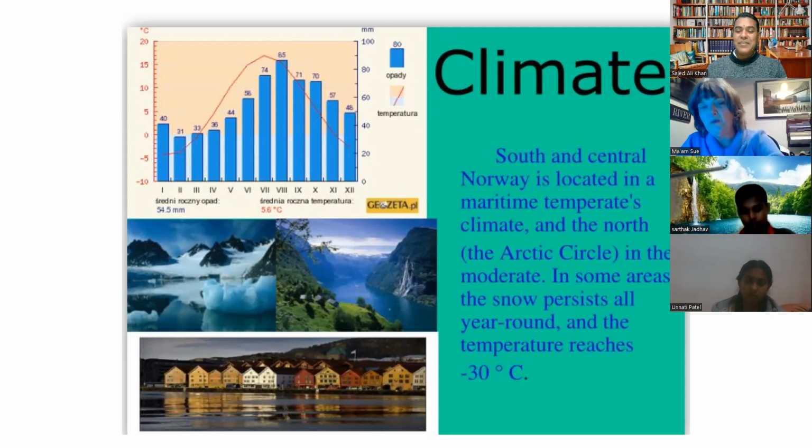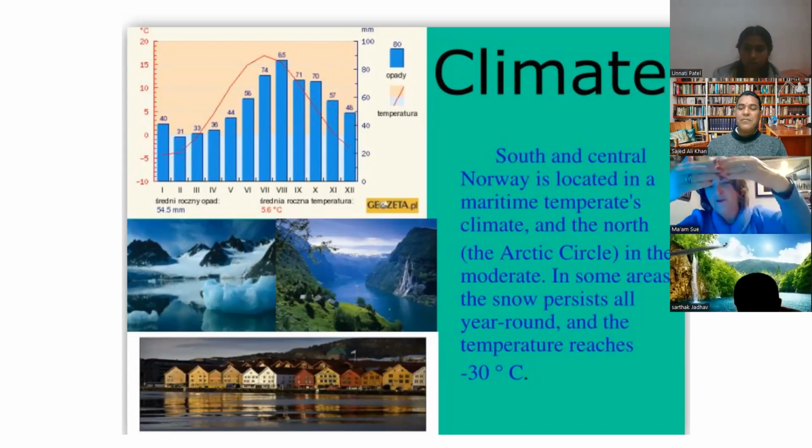But as you can see in these pictures, the water acts as a modifier of that climate. So if you're close to the water, it doesn't get as cold, but the farther inland and the farther north you go, the colder. And I have never been in minus 30. Anadi, what do you have to say?